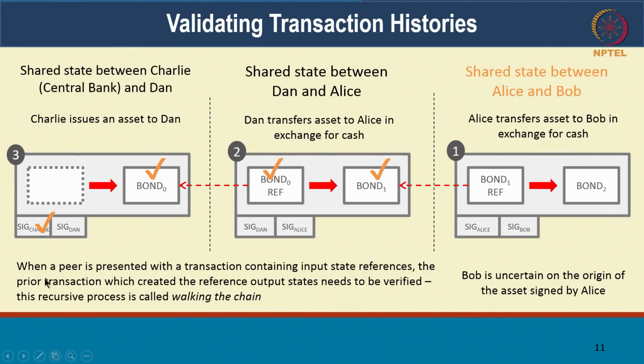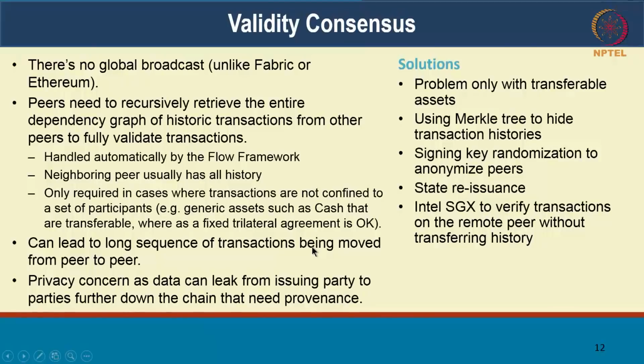Now, whenever a peer is presented with a transaction containing input references that it has not seen before, it needs to fetch all of this and verify it. This is called walking the chain. This is a recursive process, and it could be time consuming, and that could act as a negative for Corda because they don't have a global blockchain. People are not validating transactions on a continuous basis, but only on a need-to-know basis when they are accessing that asset. So that's an inherent trade-off that probably Corda is okay with. That's why they've designed it this way.